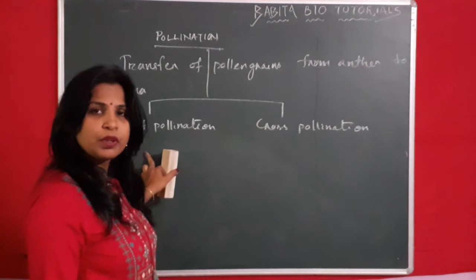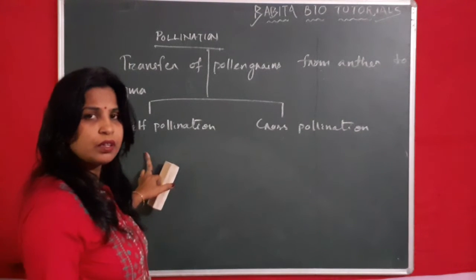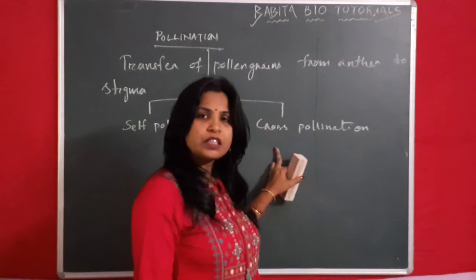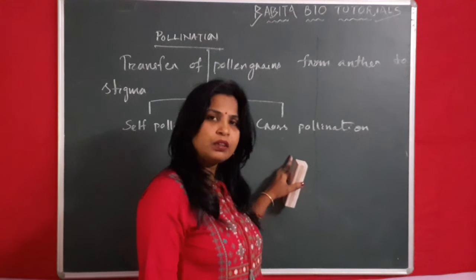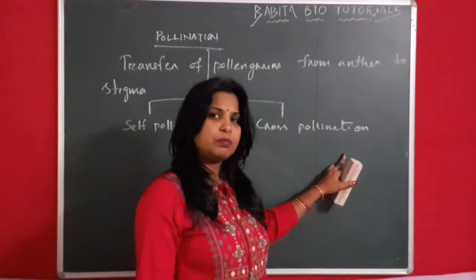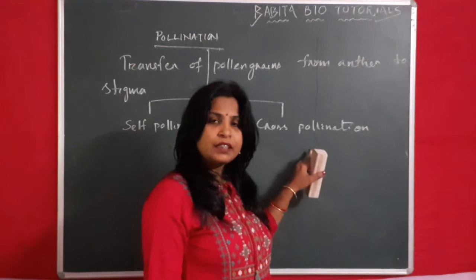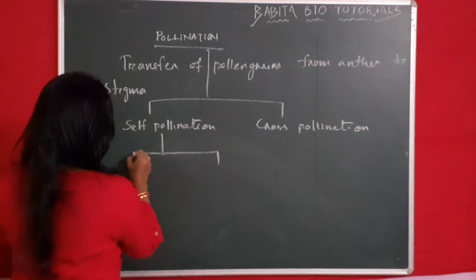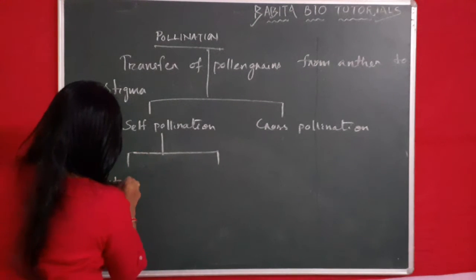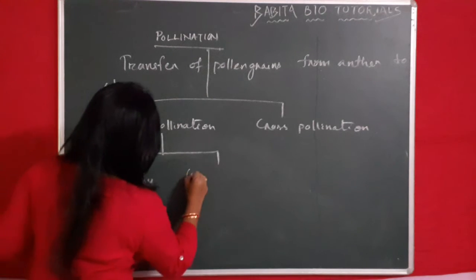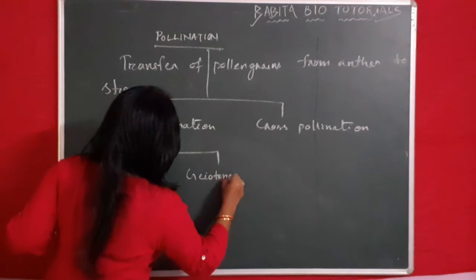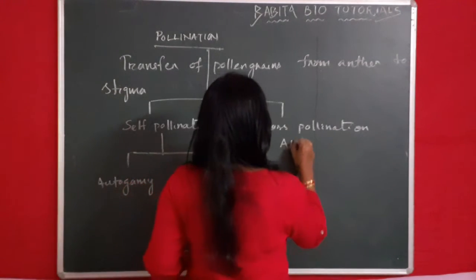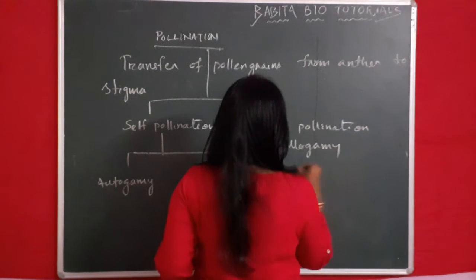Self-pollination is the transfer of pollen grains of one flower to another flower of the same plant. In cross-pollination, the transfer of pollen grains of one flower of one plant to the stigma of another flower of another plant of the same species is known as cross-pollination. Self-pollination is again of two types, autogamy and deuterogamy. Cross-pollination is otherwise known as allogamy and xenogamy.